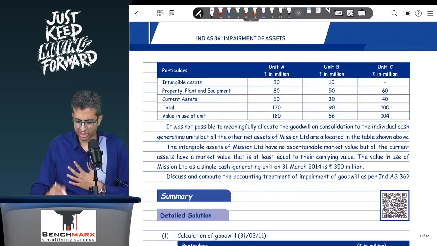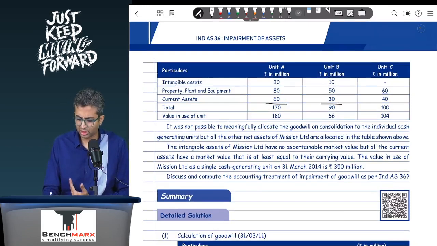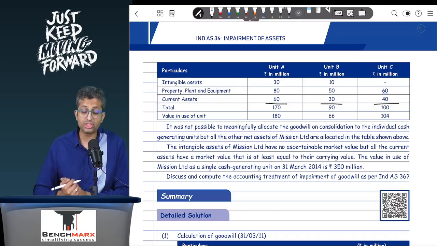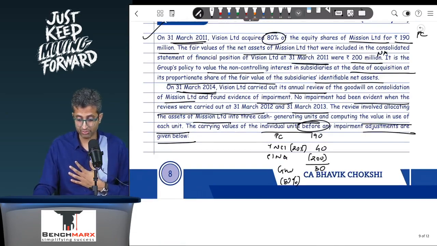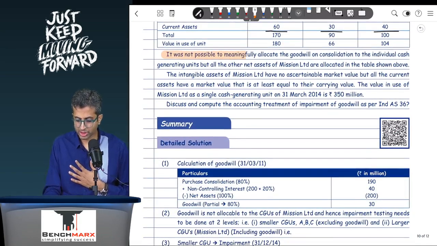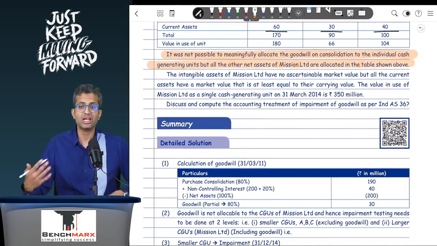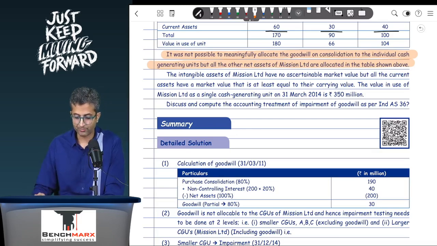So you have been given intangible, PP as well as current assets. Current assets like inventory, if they've given, well, they will be a part of your CGU. But have you even considered this goodwill? Well, if it is allocable, this goodwill will be allocated. It is not possible to meaningfully allocate the goodwill on consolidation to the individual CGUs, but all other assets are allocated as in the table shown above. So you cannot allocate the goodwill. You cannot take an appropriate ratio and allocate the goodwill, because as a matter of fact, the question says it is not appropriate to allocate.